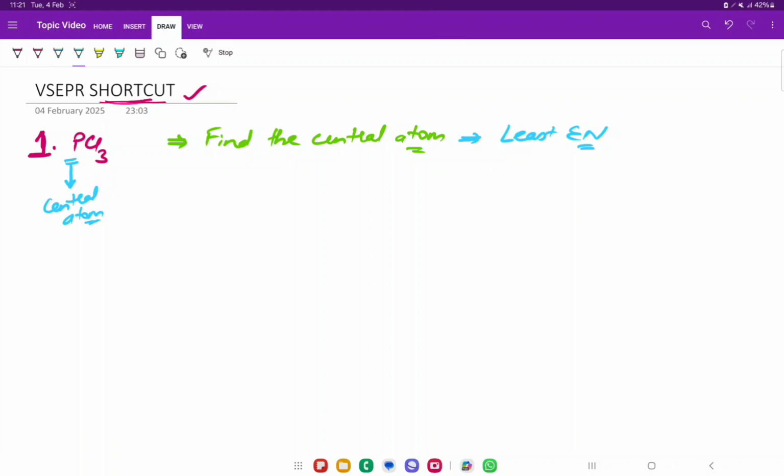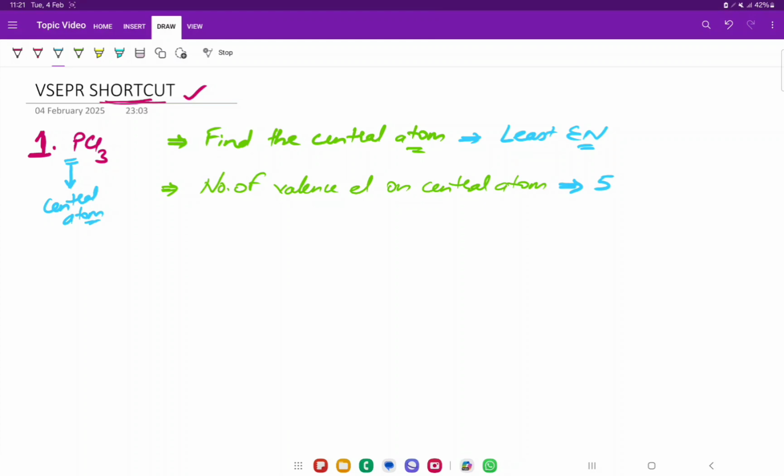Next, after finding the central atom, point number 2 is to find the number of valence electrons on the central atom. In this case it is phosphorus, therefore the number of valence electrons for phosphorus will be 5.